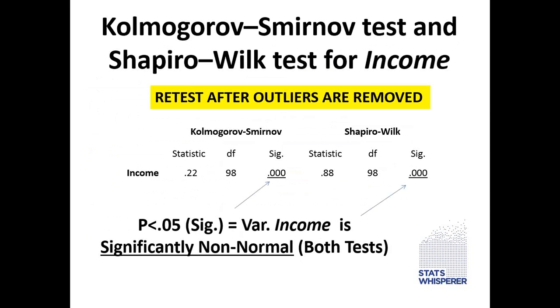So this is our transformed variable for income, right? The one where the outliers are not included. Now you can see the Kolmogorov-Smirnov and Shapiro-Wilk, they're both still saying that the distribution is significantly non-normal. So that didn't really help solve that problem as per that test.